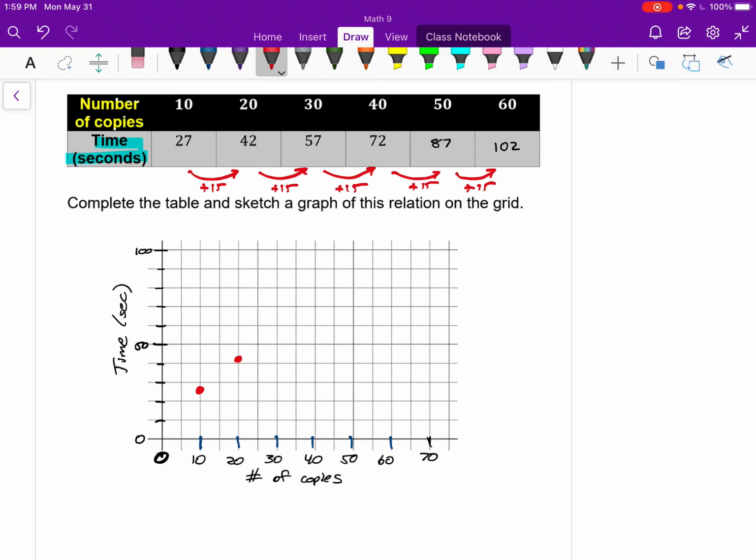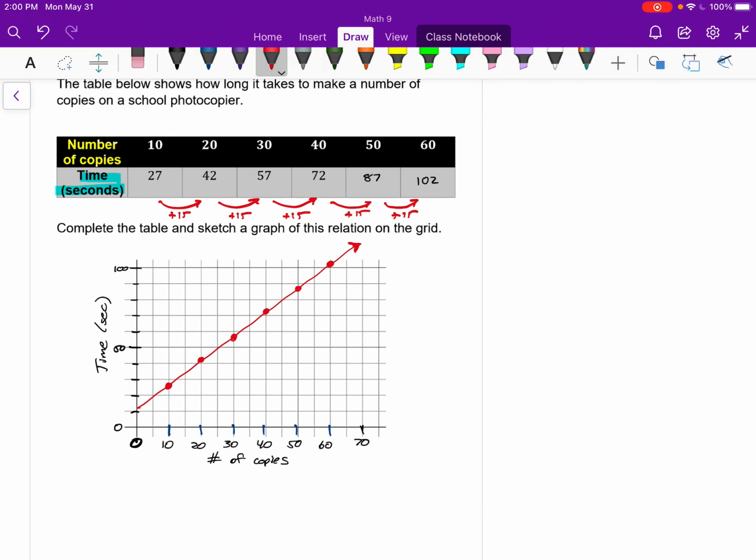30, 57, so about right here. 40, 72. 50, 87. And the last one should go off a little bit above, 60, 102, so about right there. All right, now that said, I have a ruler, so I'm just going to draw kind of a straight line through this. All right, and that line I drew kind of makes the pattern more clear that it's a linear relationship. There we go, that's a big step done.